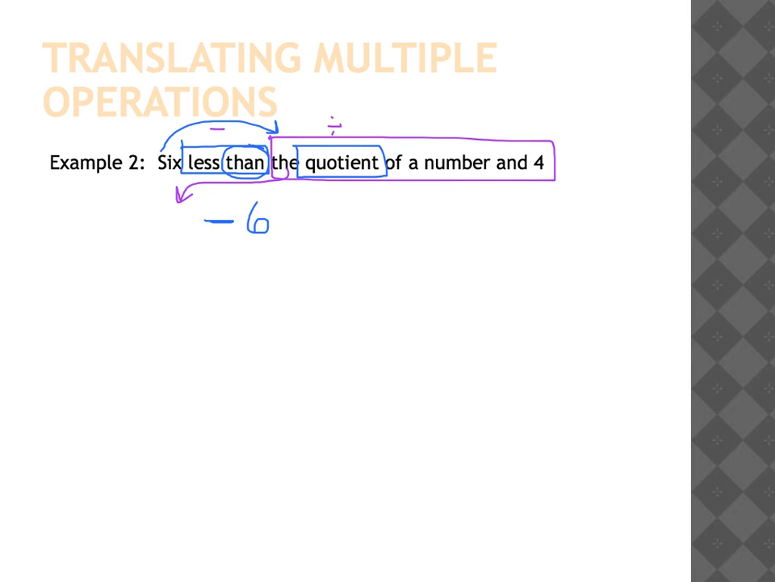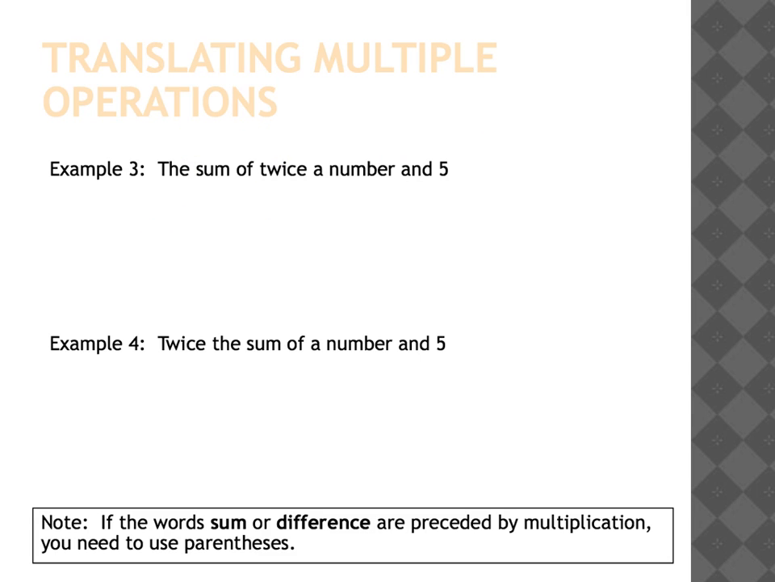our subtraction. Quotient is divide, and I'm going to write my divide as a fraction bar and keep the order of a number and 4, so a number goes on top and 4 goes on bottom. So 6 less than the quotient of a number and 4 would be translated into x over 4 minus 6. Let's look at 2 more examples.